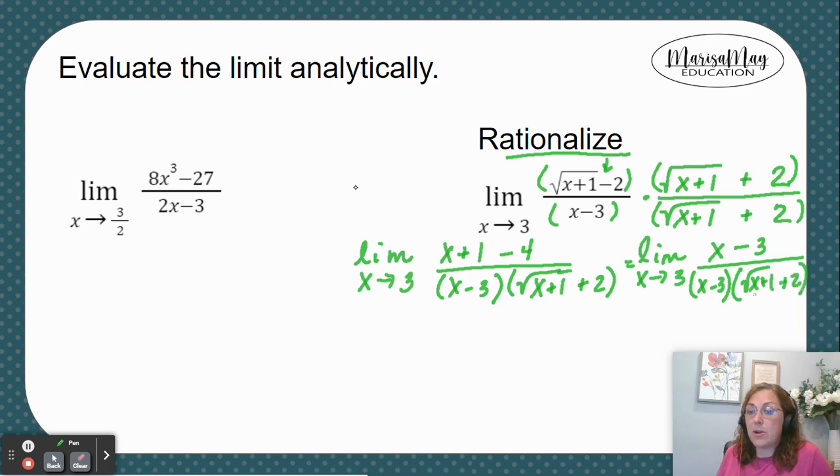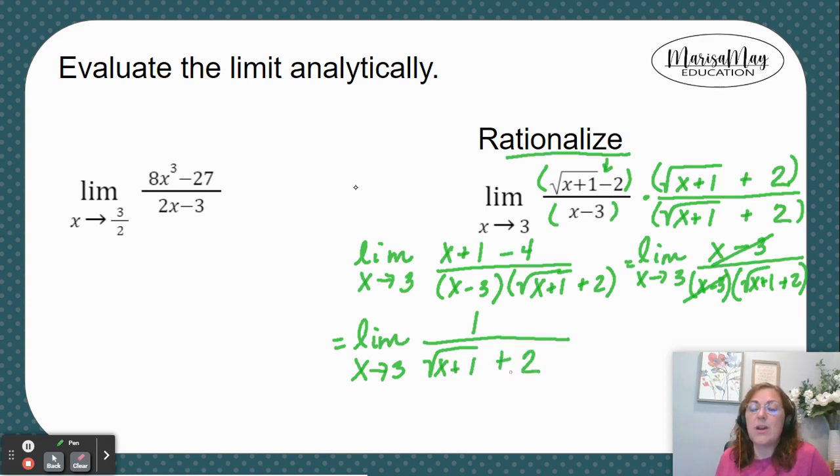You're saying, does that happen all the time? Yes, it does. That's the whole purpose of the rationalizing. Now, when you cancel the x minus 3's, you lose any terms on the top, but you need a placeholder there, and that's a 1. So now you have on the bottom just the square root of x plus 1 plus 2, and now you can do your substitution. So you've got 1 on top, you've got the square root of 3 plus 1 plus 2. So you've got 1 over square root of 4 is 2 plus 2, and you've got 1/4 as your final value for this limit.